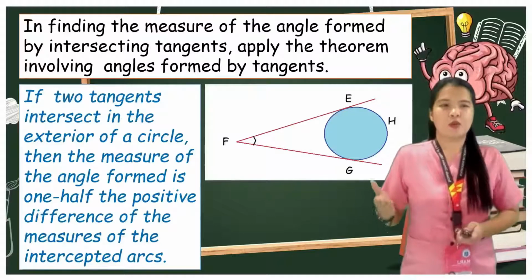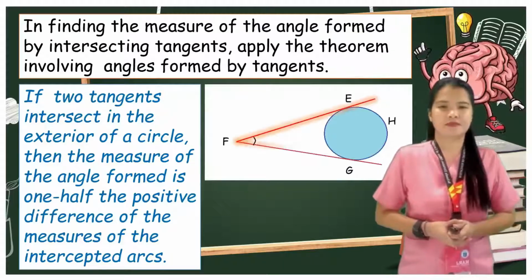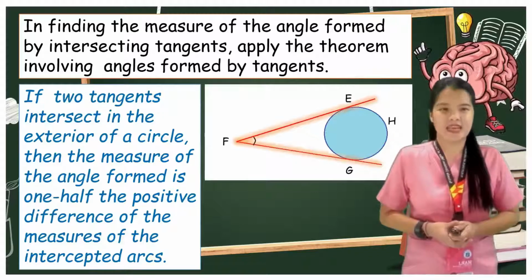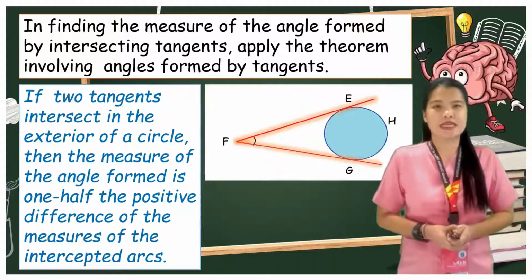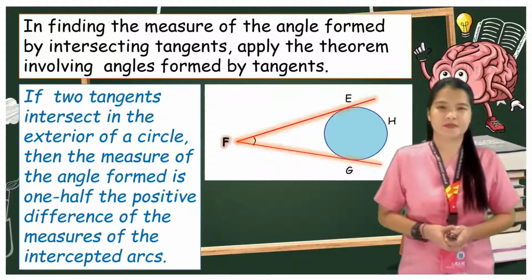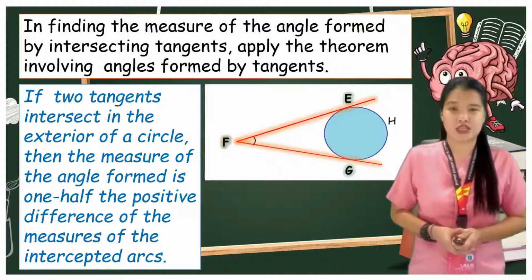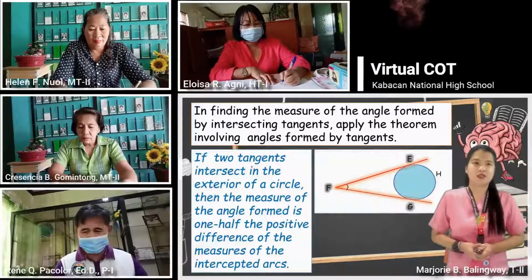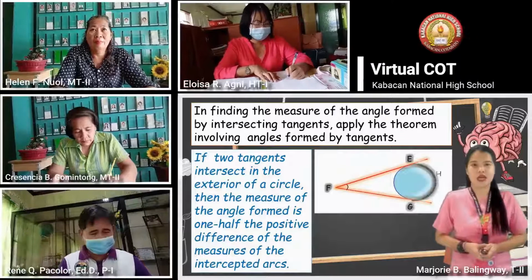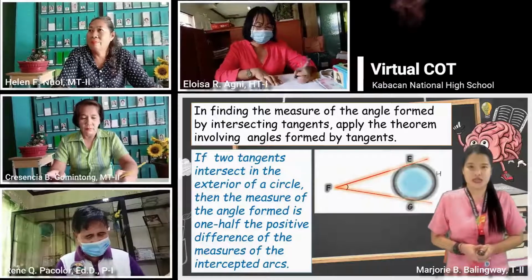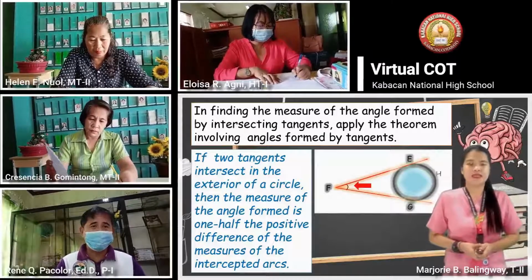Look at the illustration. What is the name of the angle formed by two tangents? Yes, it is angle F or angle EFG. How about the names of the arcs intercepted by the angle? Correct. These are arc EHG and arc EG. Now, to find the measure of angle EFG, you have to get the half of the positive difference of the measures of arc EHG and arc EG. In symbols, it is written like this.